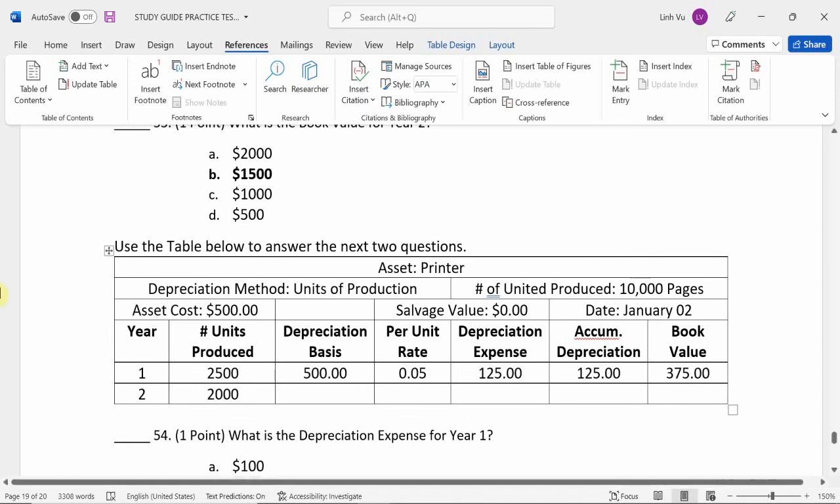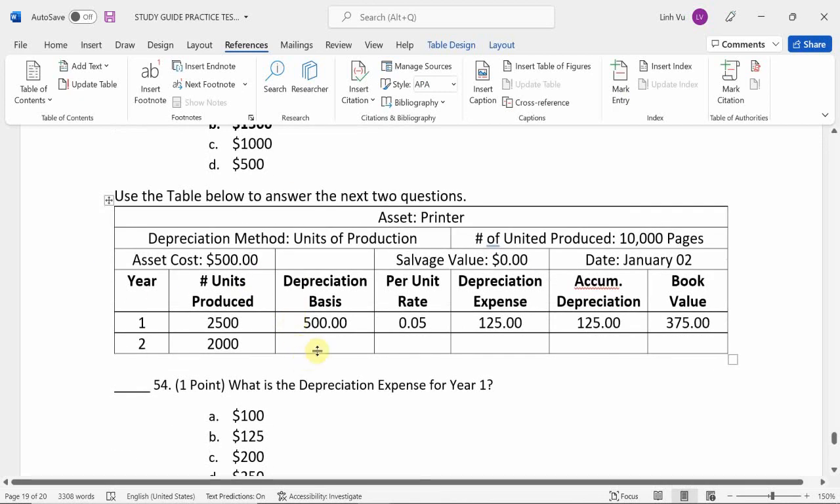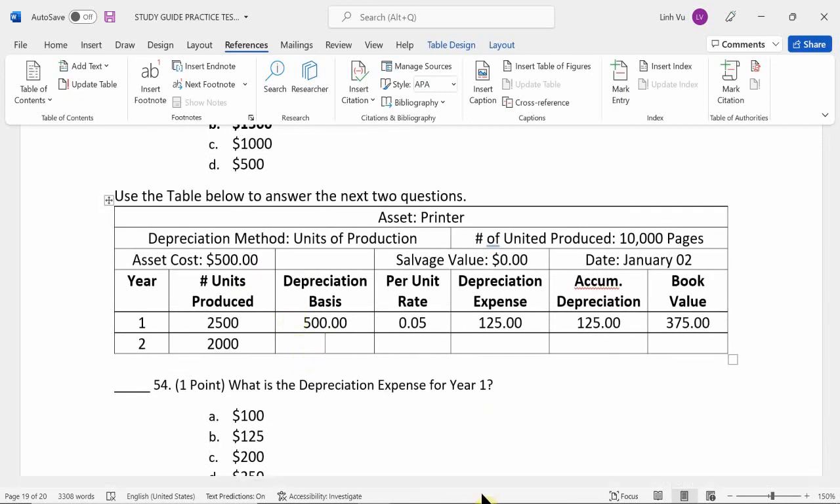What's my depreciation basis going to be for year 2? 500. Right? It's still going to be asset cost minus salvage value, which is going to be 500. My per unit rate, 5 cents. It's still going to be 5 cents because it's still 500 divided by 10,000 gives you 5 cents each. But this time, I produced 2,000 pages for year 2.